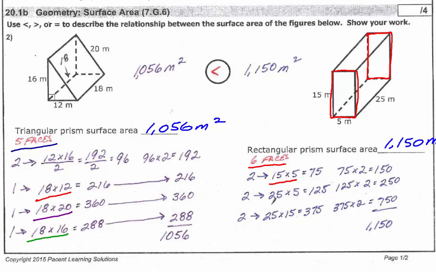The next face would be 25 by 5. Well, there's the 25. Here's the 5. And there are 2 of those. So there's a top and there's a bottom. The 15 by 5 was an end and an end.